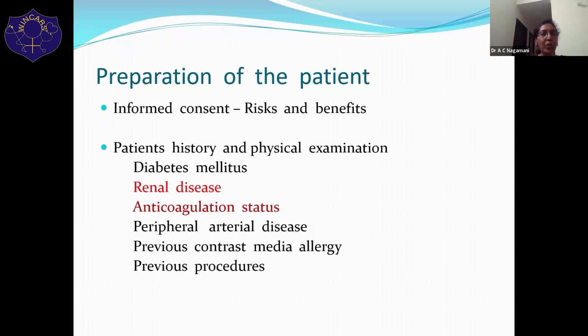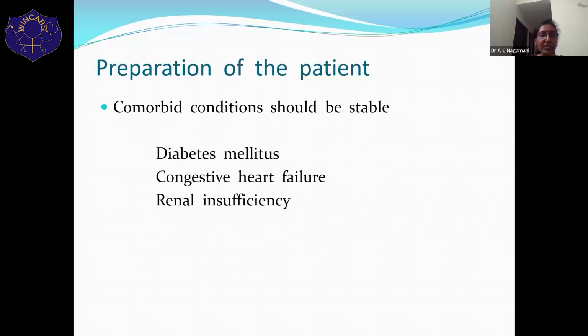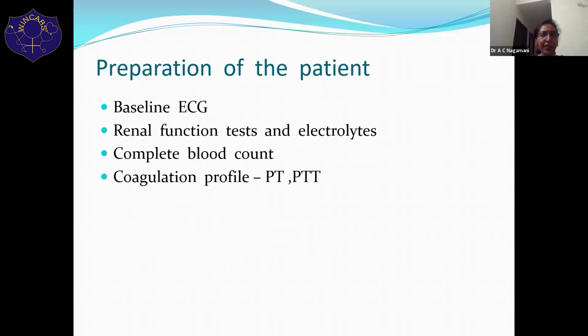One should know the comorbidities which they have, their renal function and the anticoagulation status, the presence of peripheral arterial disease, which may guide us regarding the access we choose, a history of contrast allergy where we have to take precaution, and the history of previous procedure is also important. And we should ensure that comorbid conditions like heart failure or renal insufficiency are stable.